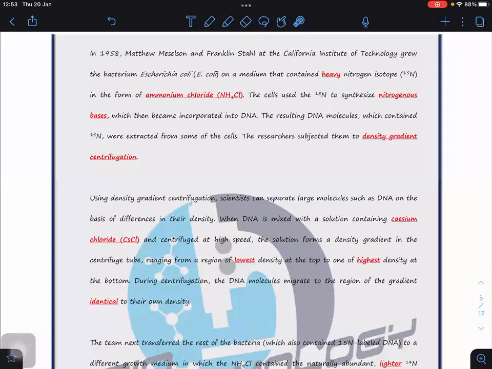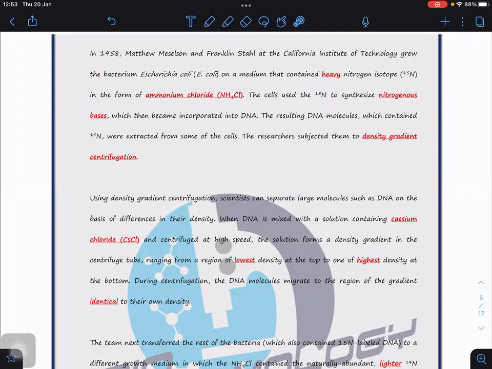So in 1958, Matthew Meselson and Stahl actually carried out the experiment. They grew E. coli on a medium that contained a heavy isotope in the form of ammonium chloride. These bacteria use ammonium chloride to synthesize the nitrogenous bases, so the nitrogenous bases will be 15N.